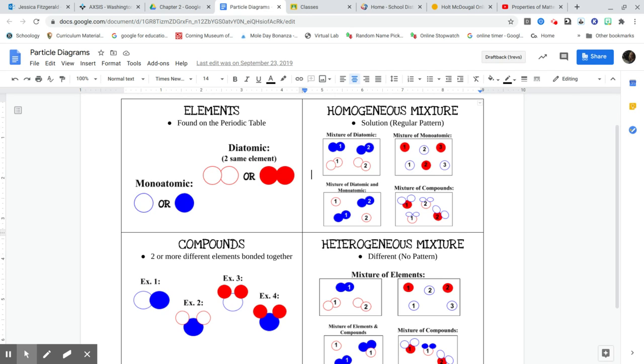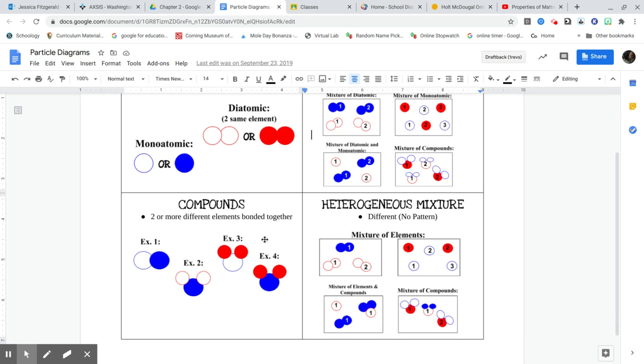We will get to them later on, but you need to be able to realize that this is a particle diagram for diatomic elements because this is showing two of the same type of atom. And then this is another example of diatomic that are shaded in. So we could say this one is representing oxygen and this one's representing hydrogen because it's H2 also.